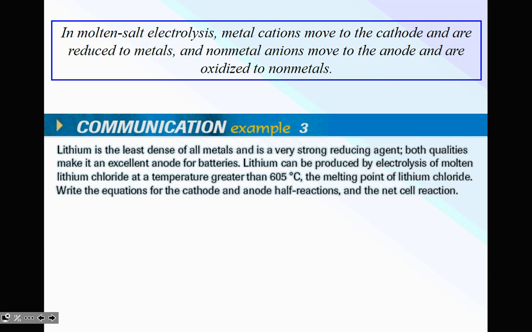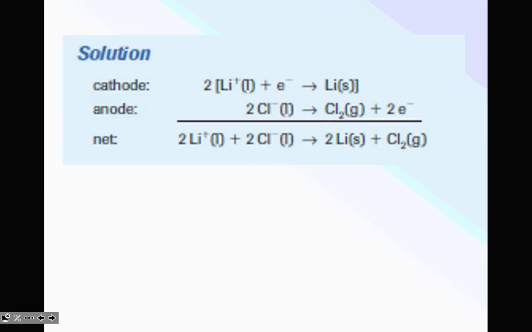Here's an example. Lithium is the least dense of all metals and is a very strong reducing agent. Both qualities make it an excellent anode for batteries. Lithium can be produced by electrolysis of molten lithium chloride at a temperature greater than 605 degrees Celsius, the melting point of lithium chloride. And write the equations for the cathode and anode half reactions and the net reaction. So that's what's happening at the cathode, what's happening at the anode, and there's our net reaction.